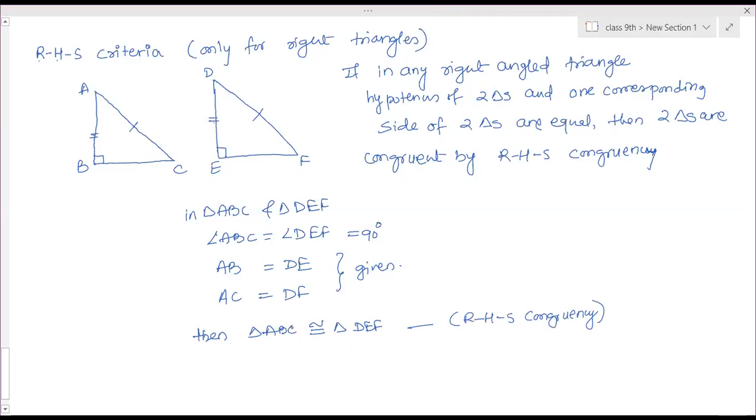Clear? Ma'am, then by CPCT, ma'am, you told by Pythagoras theorem. So BC and EF will be equal. Yeah, it's because of CPCT, and by Pythagoras theorem also that will be equal. How, ma'am? Use Pythagoras theorem. If these two lengths are exactly equal to each other, then this square minus this square, you will get BC square.